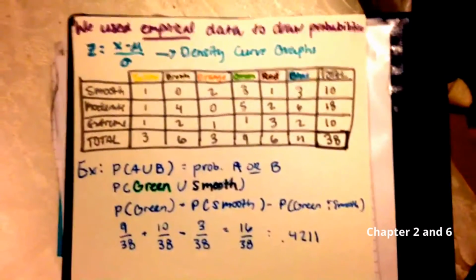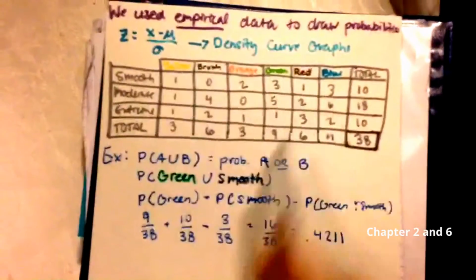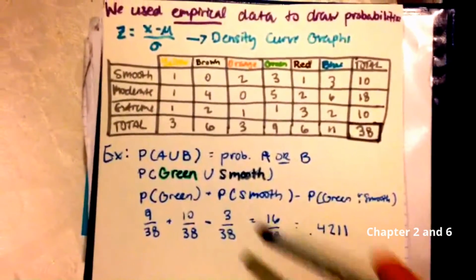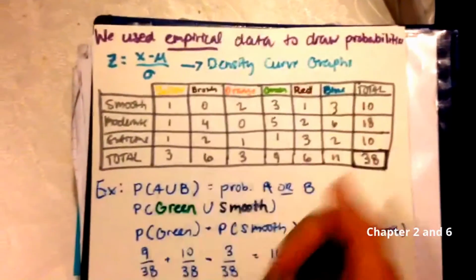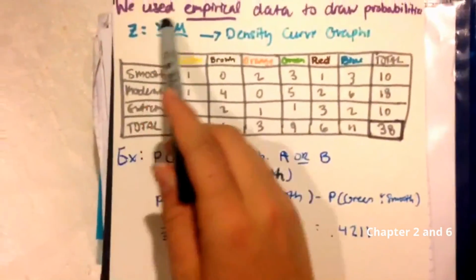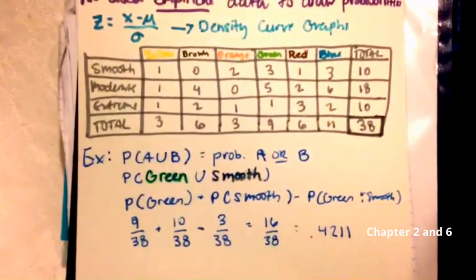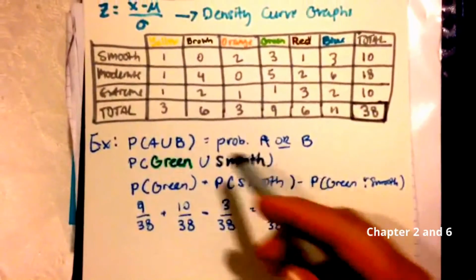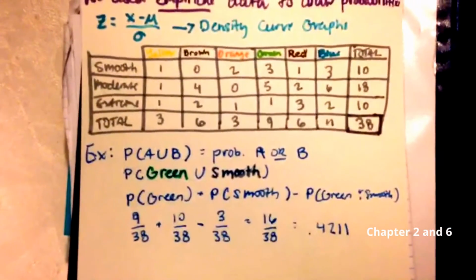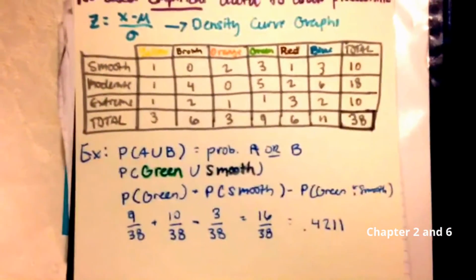Okay, so in order to create probabilities, we need to have empirical data to go off of. And we had empirical data because it was our observations of the M&Ms. First, we can start with chapter 2, where we have the z-score, which all of you are familiar with, I hope, which is the x value minus the mean over standard deviation, and then you can use your calculator to find that, which will tell you how many standard deviations away from the mean the number is, and then you can use that number to find the percentile using table A or your calculator. Then we use that to create density curve graph.